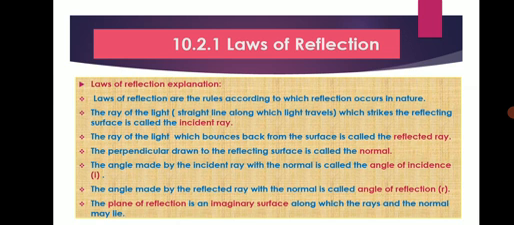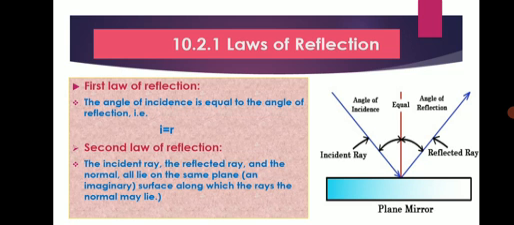Next we have the normal. The perpendicular drawn to the reflecting surface is called the normal. Now here in this diagram, you can see a red line in between the incident ray and the reflected ray. This is the normal. It separates the angle of incidence from the angle of reflection, and it is usually drawn at a 90-degree angle from the plane mirror surface.